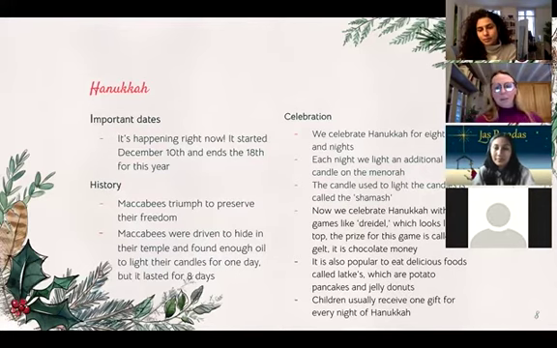Another popular food that we eat during Hanukkah is latkes, which is a potato pancake. And we also eat delicious jelly donuts. And usually during Hanukkah, children receive 1 gift for every night. So that is 8 gifts.